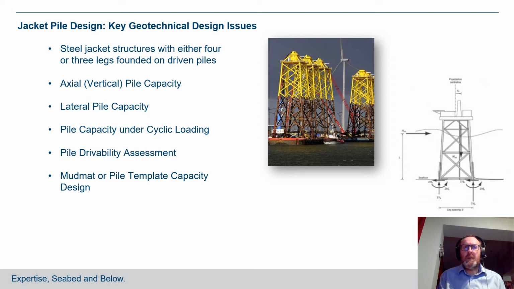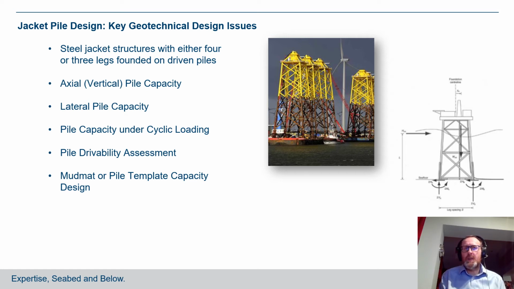Moving on to jacket piles. These are quite different to monopiles. The jacket structure evens out the loading of the wind turbine, which causes the loading on the piles to be vertical predominantly rather than lateral in terms of the governing cases. So axial pile capacity is a key issue here.